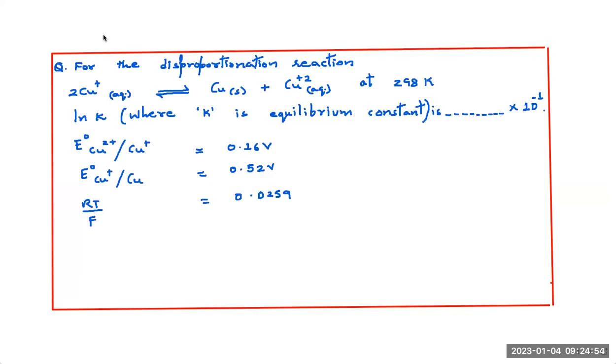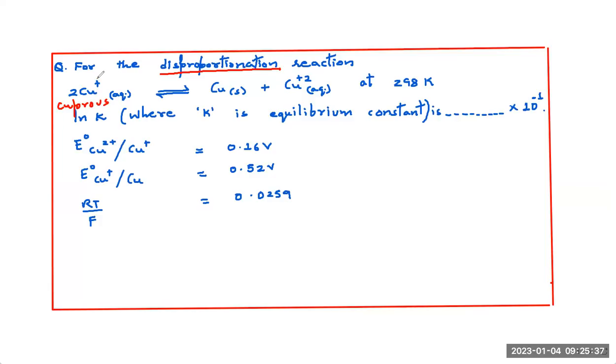For the disproportionation reaction, understand first what disproportionation means, children. For the disproportionation reaction, the reaction where the same reactant undergoes oxidation as well as reduction. Once again, I'm repeating, disproportionation reactions are those redox reactions where the same compound undergoes oxidation and the same compound undergoes reduction as well. As you can see here, this is cuprous which is given to you. 2 ions of cuprous are given, 2 cuprous ions.